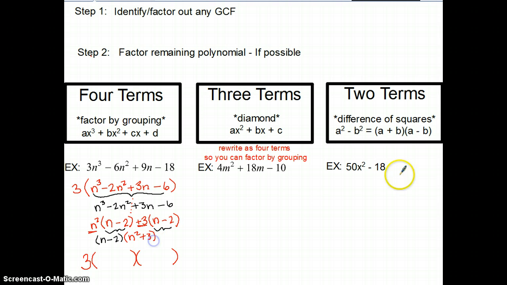These are your two factors that you will fill in your answer with. Remember, you have that 3 as a coefficient on the front, and your two factors are n minus 2 and n squared plus 3.